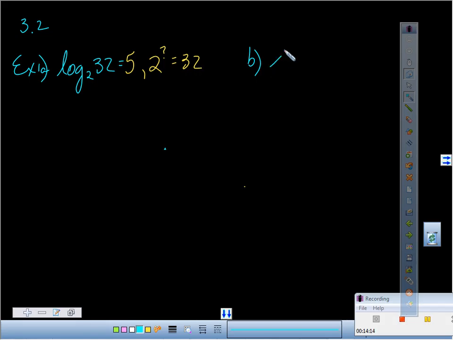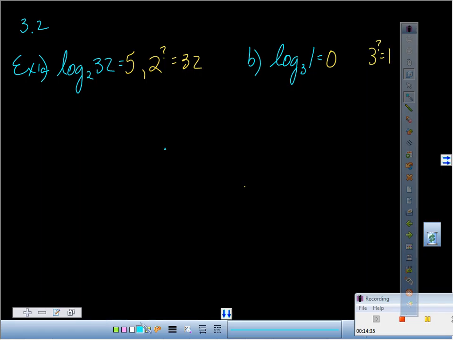So, what about this one? Log base 3 of 1. Here's what it's asking you guys. It's saying 3 to what power is equal to 1? What is it? Perfect. Good job.